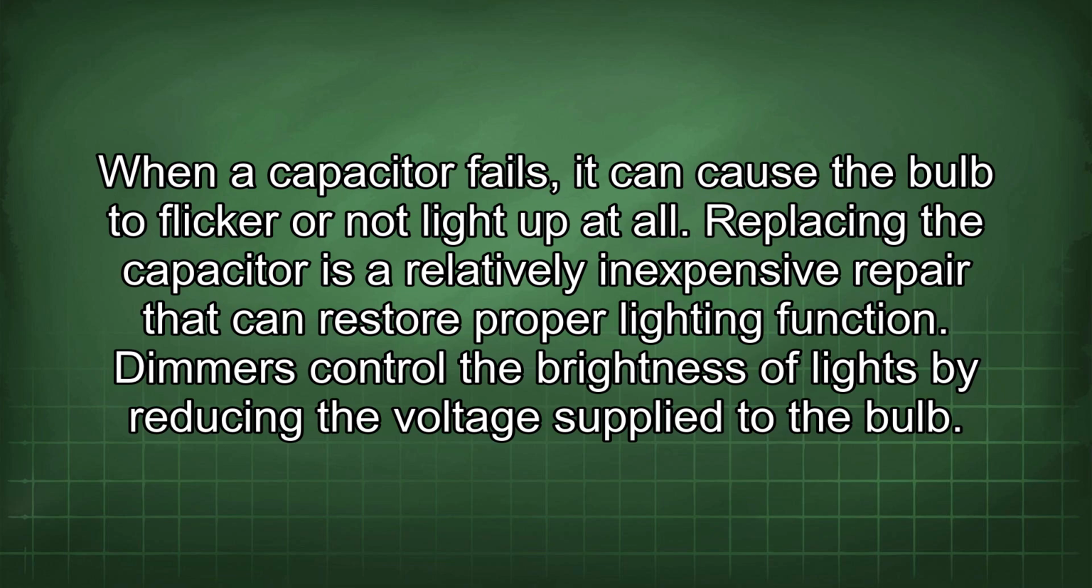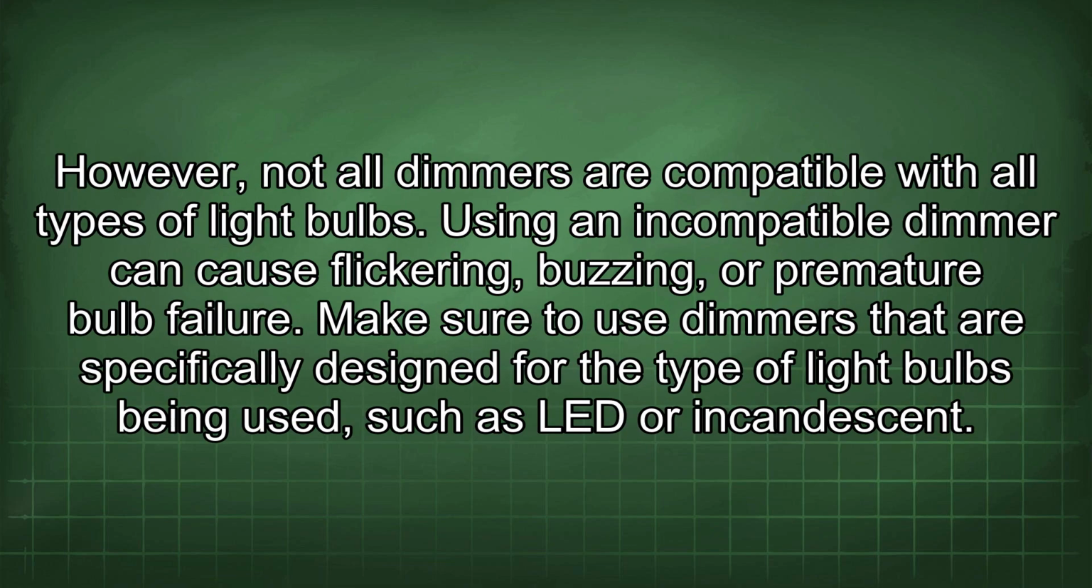Dimmers control the brightness of lights by reducing the voltage supplied to the bulb. However, not all dimmers are compatible with all types of light bulbs. Using an incompatible dimmer can cause flickering, buzzing, or premature bulb failure. Make sure to use dimmers that are specifically designed for the type of light bulbs being used, such as LED or incandescent.